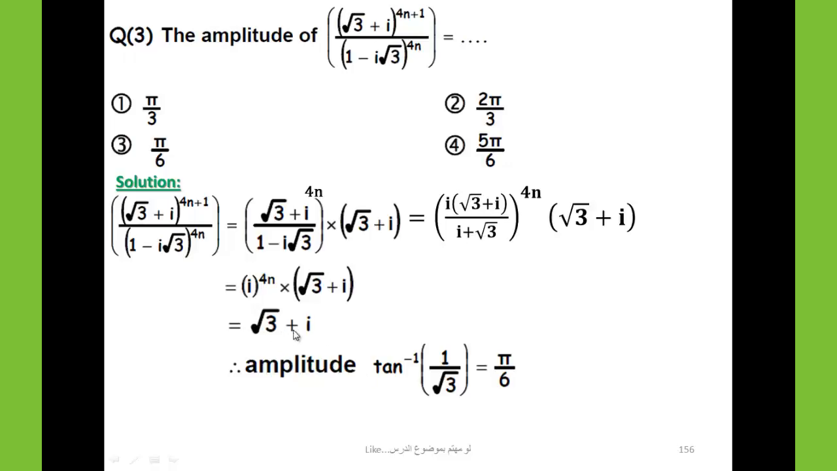Then we put it in the simplest form. It is the main idea, to put the fraction in the simplest form, root 3 plus i. And from that we can get its angle, theta. Amplitude equals tan inverse of 1 over root 3, equals pi over 6, and it lies in the first quadrant. So we will take the first answer, pi over 6. And the pi over 6 is the amplitude of this complex number. And the answer is 3.